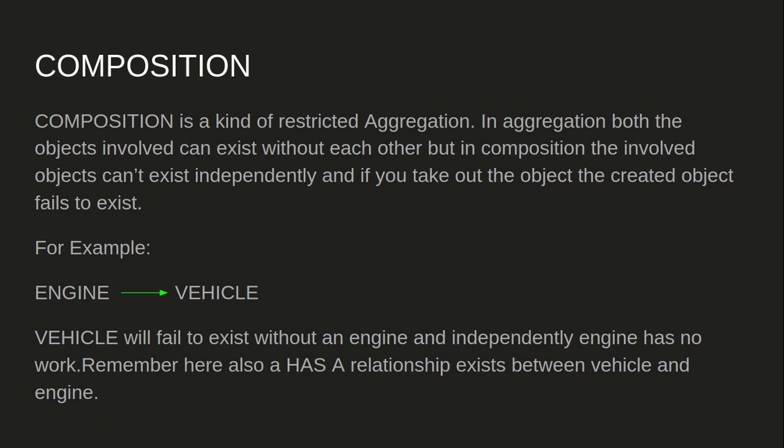Composition is also a type of aggregation, but there is a restriction on that. In aggregation, both the objects involved can exist without each other, but in composition, the involved objects can't exist independently. If you take out the owning object, the created object fails to exist. You don't have to go into much detail about the differences between composition and aggregation, but you should understand the difference between inheritance and aggregation or composition.